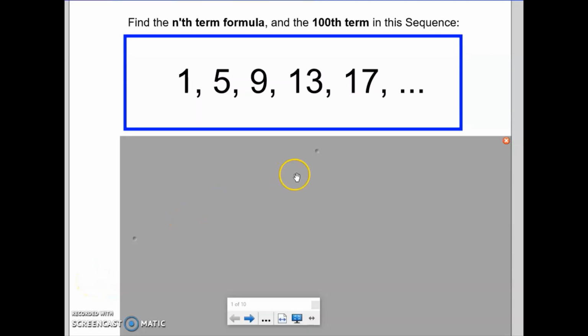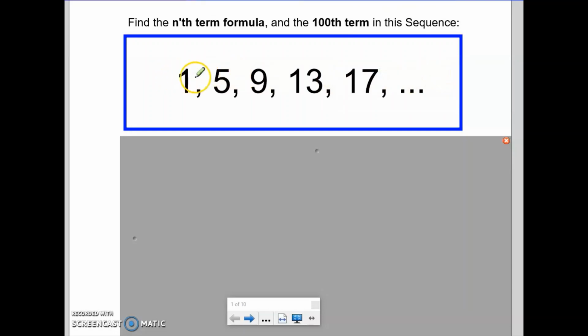In this video, we are going to talk through the idea of linear sequences. And from those linear sequences, we're going to aim to find the nth term formula, so a little bit of algebra, a formula that is associated with the linear sequence. And then we're going to use that nth term formula to find the 100th term, the 100th number that appears in the linear sequence.